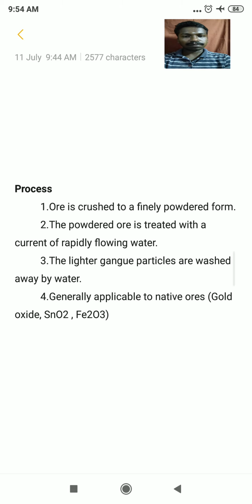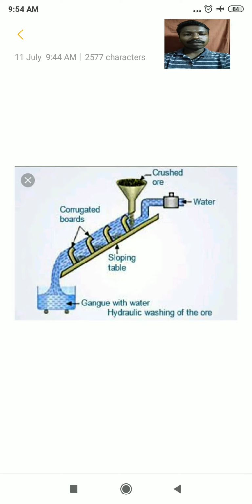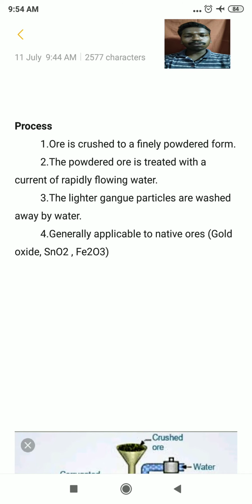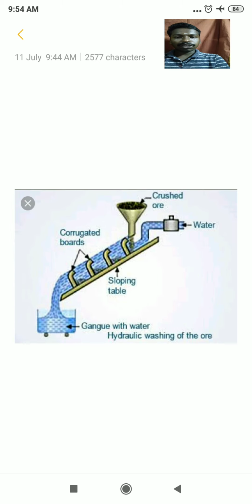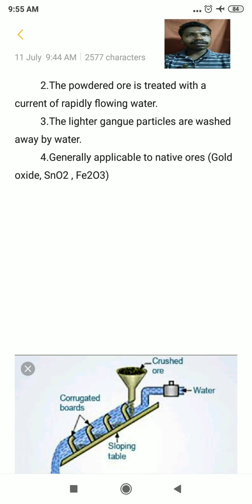Then the second step: the powdered ore is treated with a current of rapidly flowing water. Students, again let us look at the diagram. We have taken the crushed ore at the top of this instrument. Then there is a current of flowing water through this crushed ore. At that time, the lighter gangue particles are washed away by water. Look at this picture again. The gangue particles are removed by water, whereas the ore particles are stored in the sloping table. By this we can separate the lighter gangue particles from the heavier ore particles.